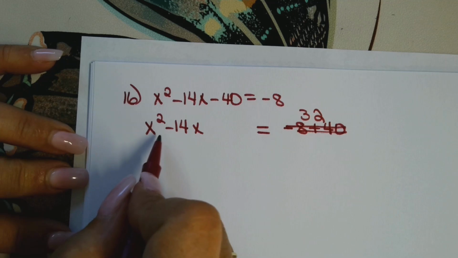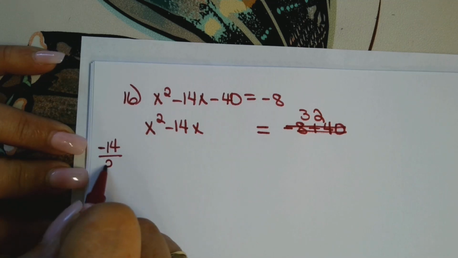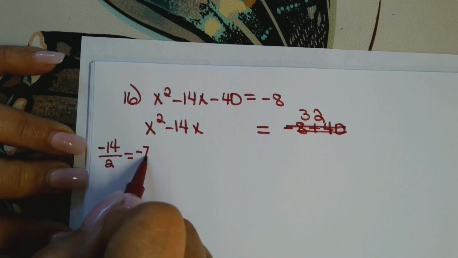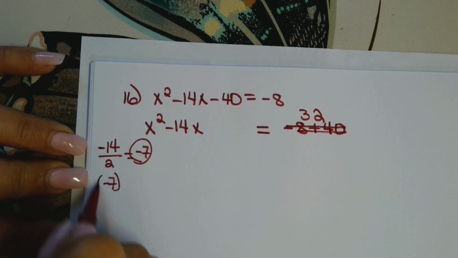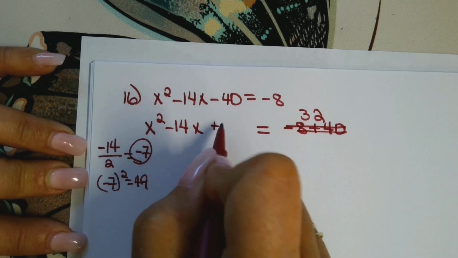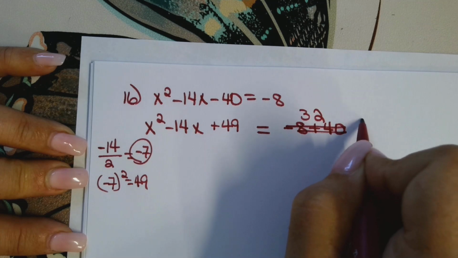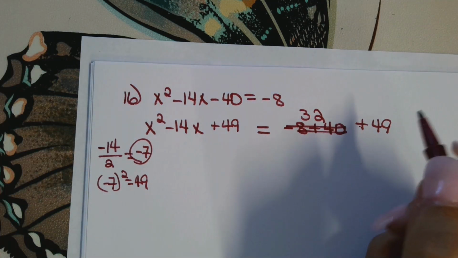And we're ready to complete the square. So my b is -14. I divide that by 2. That's going to give me -7. Remember that. And -7 squared is 49. So I'm going to add 49 to both sides. Okay?